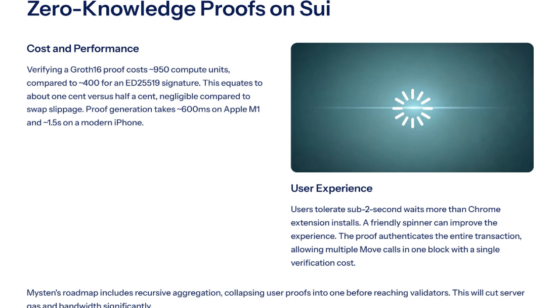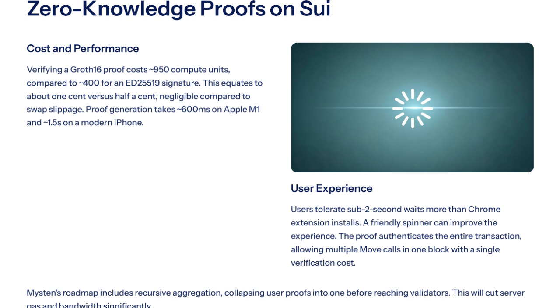Client side, the heavy lift is proof generation, approximately 600 milliseconds on Apple M1, plus or minus 1.5 seconds on a modern iPhone. Show a friendly spinner. Users tolerate sub-2-second waits far more than Chrome extension installs.